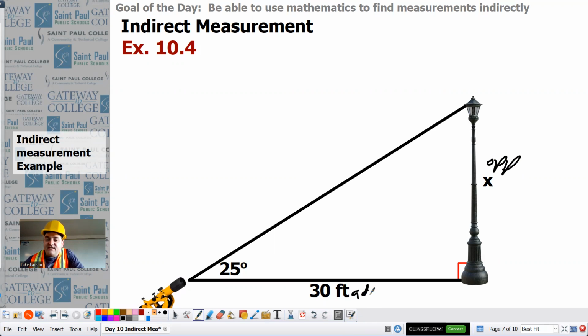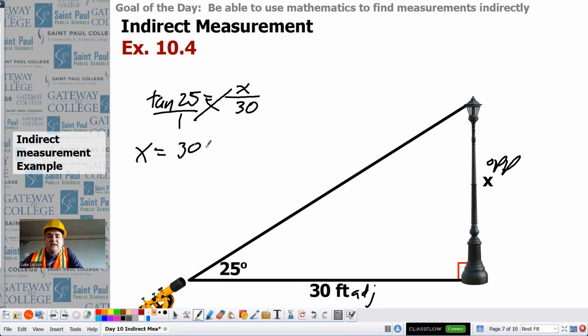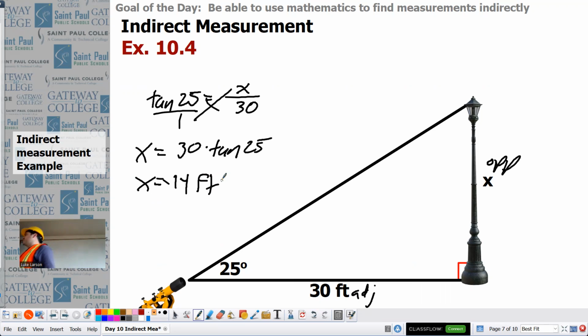Opposite, and we know the adjacent. Again, every problem today is going to be that exact same setup. So we have the tangent of 25 equals the opposite x over the adjacent 30. Take the cross product: 1 times x is x equals 30 times the tangent of 25. And we get 13 point something, and if I round up, 14. 14 feet is the height of that lamppost.